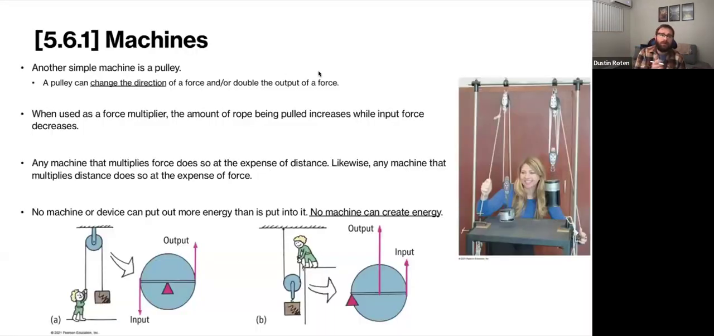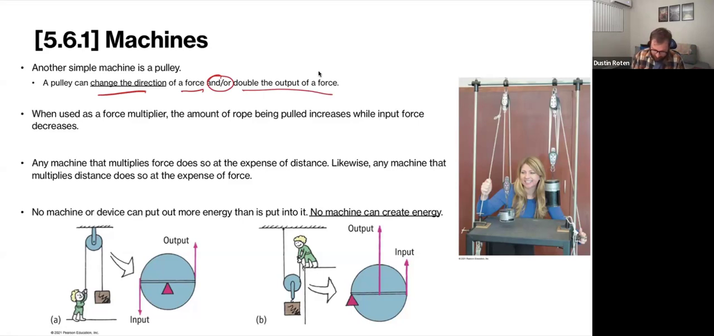So when you apply a force to this pulley, or like when you're applying tension to a rope around a pulley, if you're just using it in the most basic sense, it just produces a change in direction, and it's just changing the direction of a force essentially. Depending on what you do, you could double the output. That's why I have the and, or you could double the output of a force.